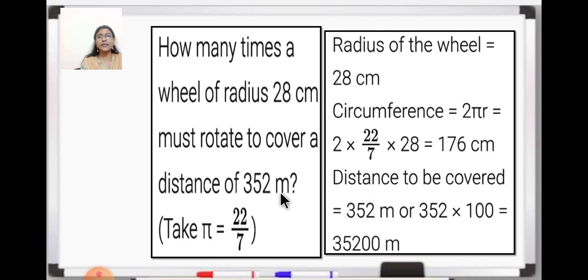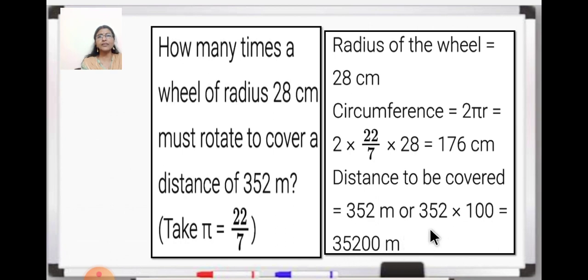Now distance to be covered is 352 meter. Here you can see the unit is in centimeter and here it is in meter. So you have to make the units the same. So we will multiply 352 by 100, as you know, 1 meter is equal to 100 centimeter. So you will get this in centimeter. There is a printing mistake here. You will multiply this too, so you will get 35,200 centimeter.